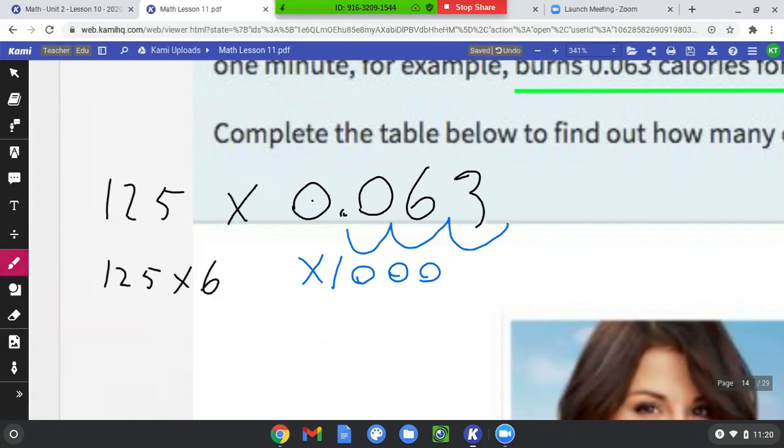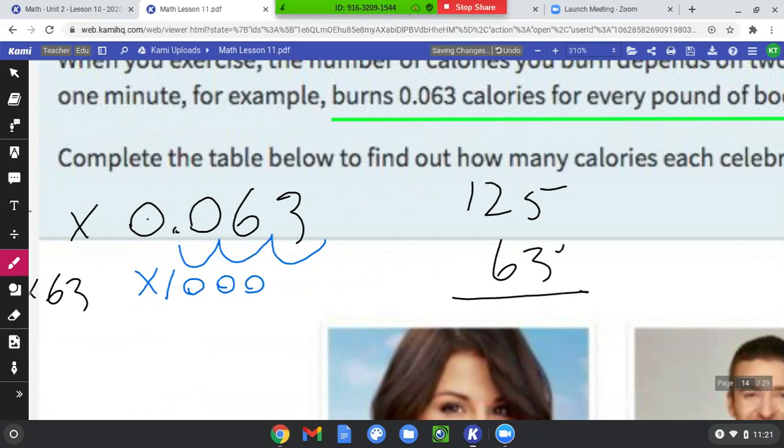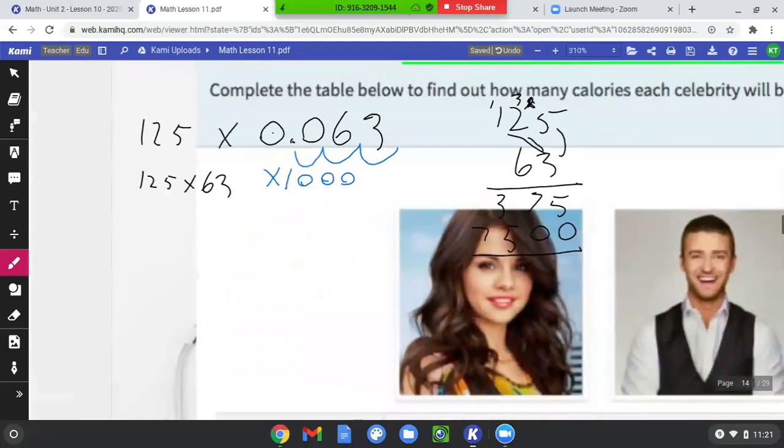Now that is going to make it 125 times 63. You can do an array. You can do standard algorithm. I'm going to do standard algorithm just so we get practice. 5 times 3, 15. I'm going to put the 1 in the add it. 3 times 2, 6, plus 1, 7. 3 times 1, 3. All right, now we're going on to the tens place. 6 times 5, 30. I'm going to put that 3 in the add it. 6 times 2 is 12, plus 3 equals 15. I'm going to put that 1 in the add it. 6 times 1, 6, plus 1, 7. I'm going to add those values together.